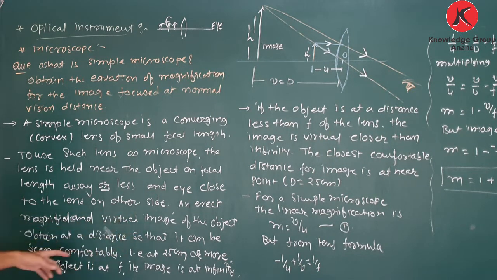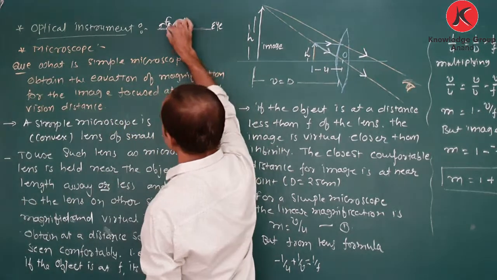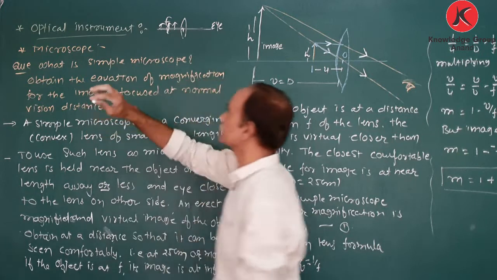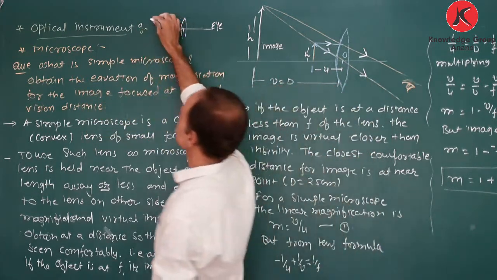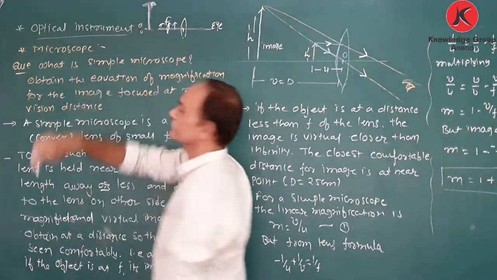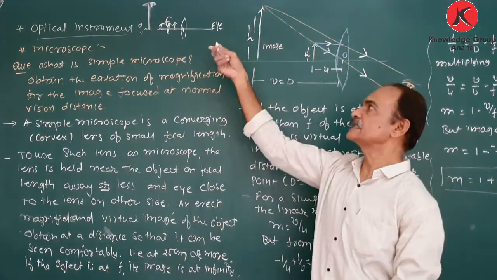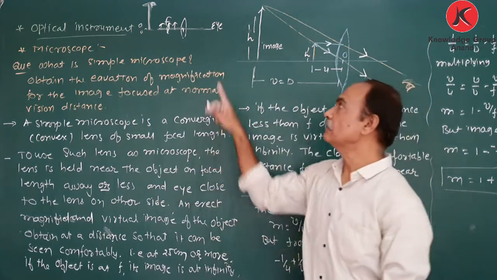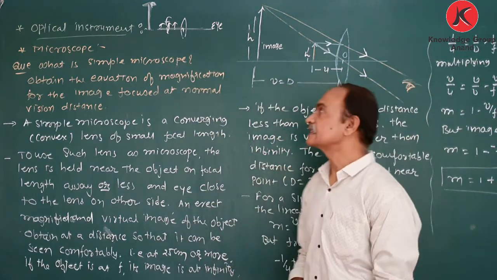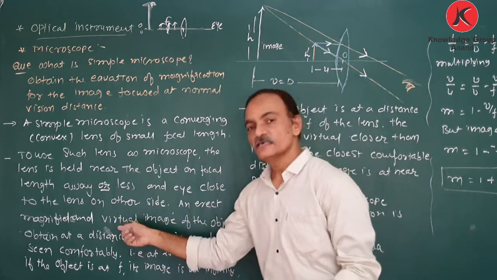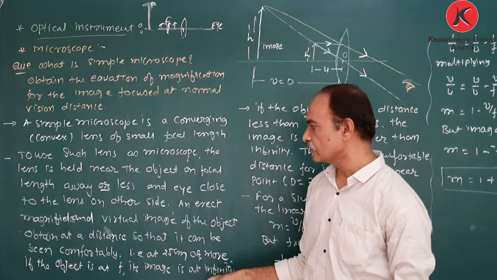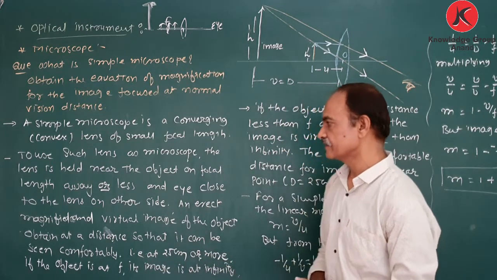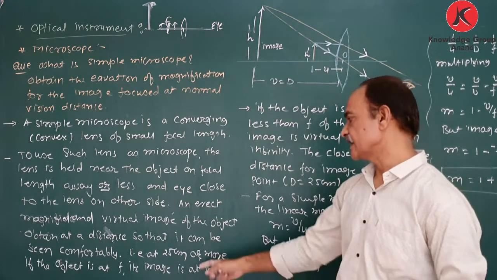So that it can be seen comfortably, the object is placed between the optical center and the principal focus. At that time its image is obtained on the same side, and this image is virtual, erect, and magnified. This image is formed at the comfort distance, that is, approximately D equal to 25 centimeters.